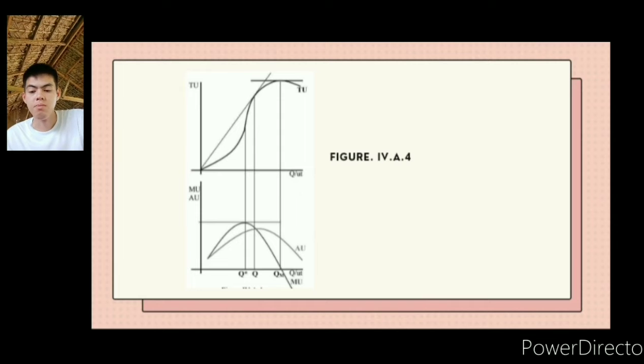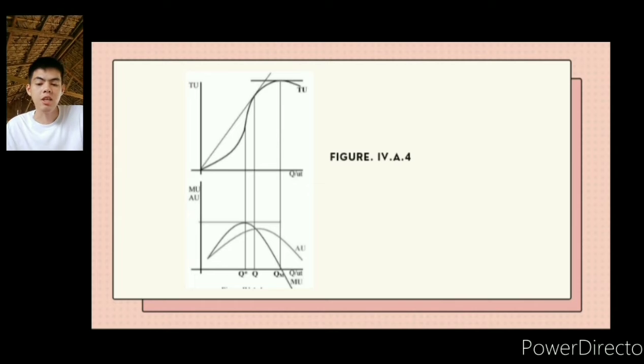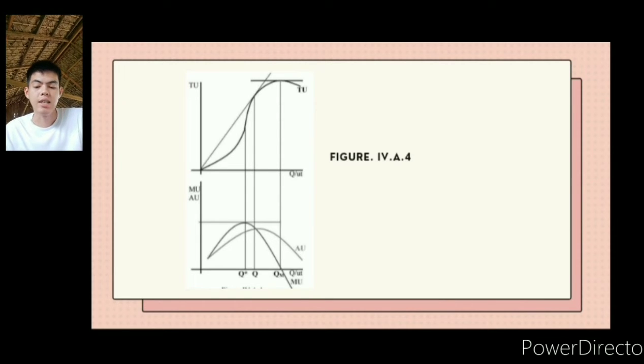And also, the maximum amount of total utility increases at a decreasing rate. The marginal utility, or the slope of total utility, decreases at the Q, or the quantity, is the point of diminishing marginal utility.